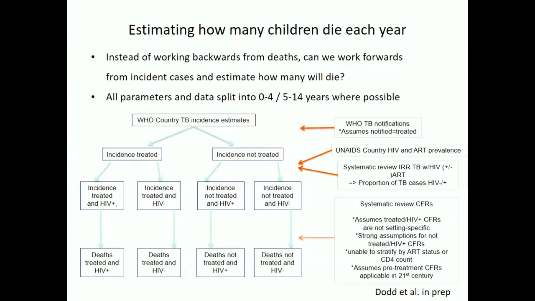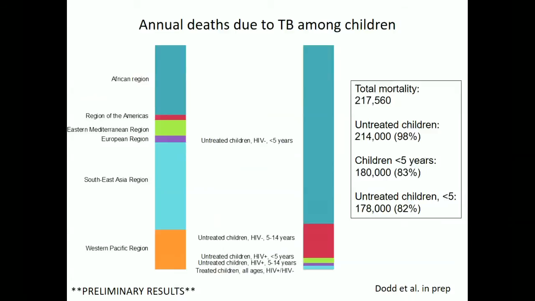For example, we're making the strong assumption that those data from our pre-treatment studies are actually applicable to 21st century situations, particularly in Africa and Asia, where lots of children are not being treated. We also had to make assumptions about this group which are untreated for TB and are HIV positive. Obviously, we had no data on those, so we're having to make some assumptions here. So these are very preliminary results. We're in the process of updating them.